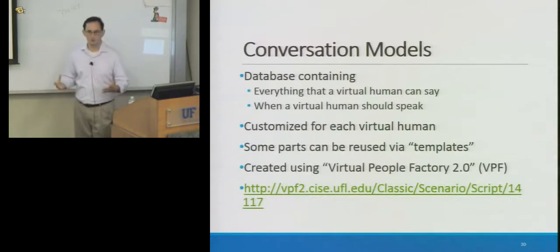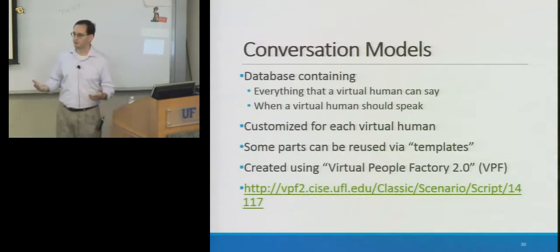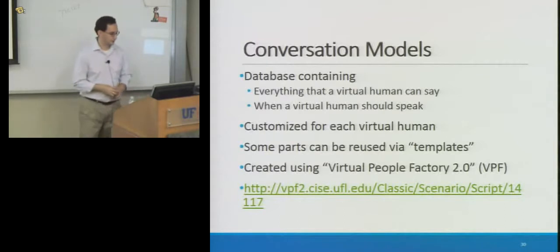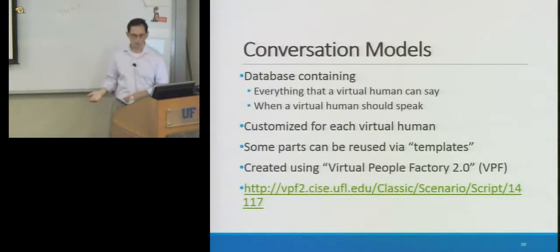So a conversation model is essentially just a database that has a list of everything virtual humans can say and a list of times at which the virtual human should speak. So this is customized for every virtual human.